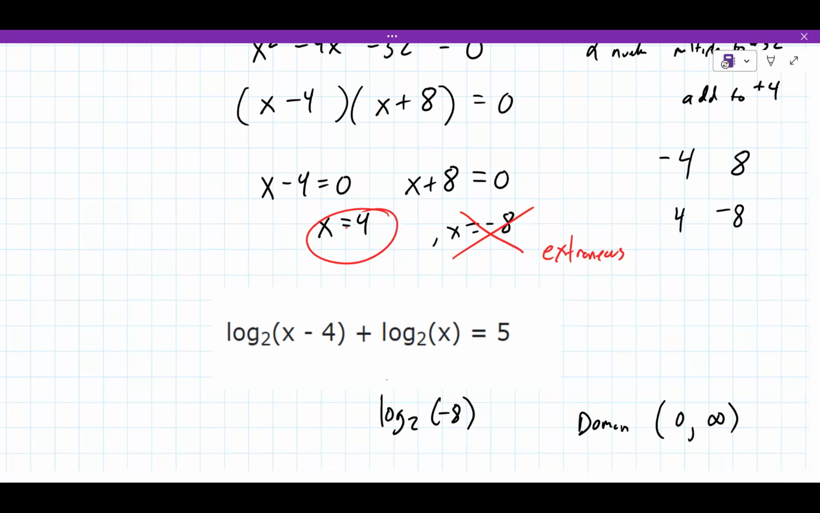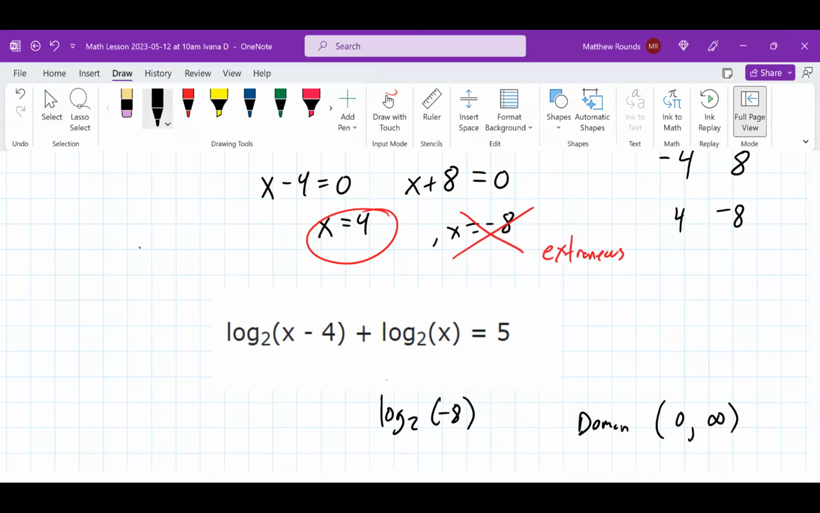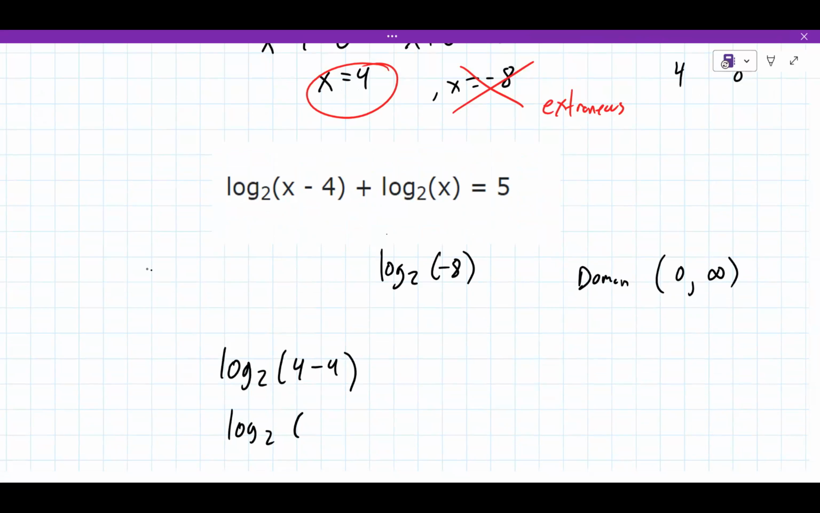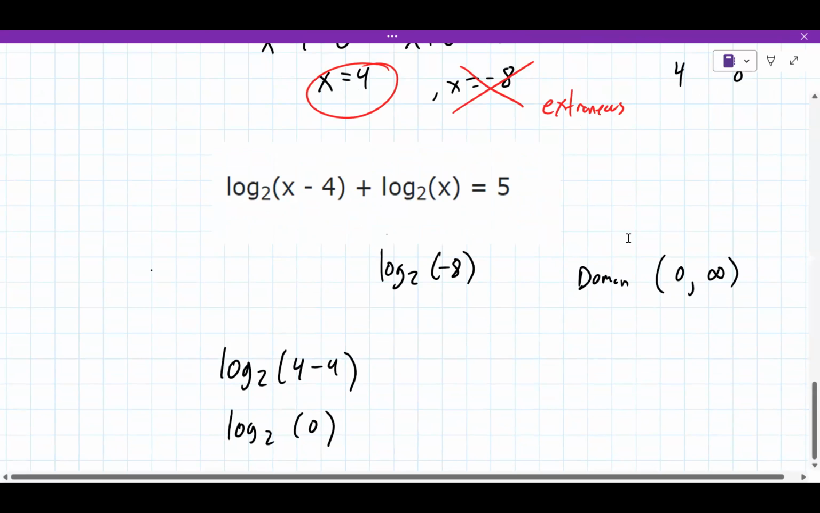Yes. But we should check it, right? We shouldn't just say, oh, it's good because it's positive. Yeah, and you're like, what do you mean by that? Well, let's take a look. Log base 2 of 4 minus 4, which is log base 2 of 0. Is that in the domain? Is 0 included when there's a parenthesis here? Yes. Parenthesis means everything up to, but not including that.